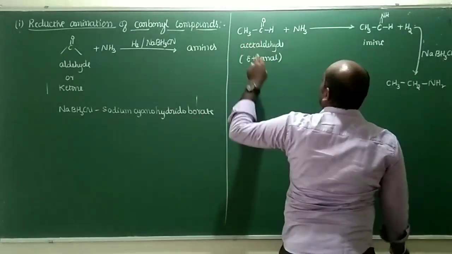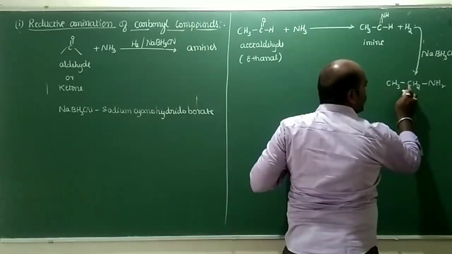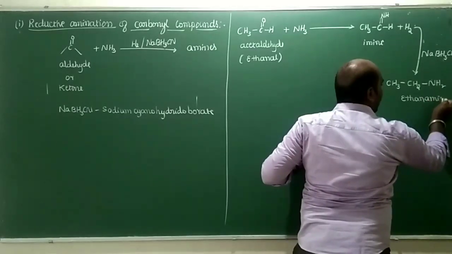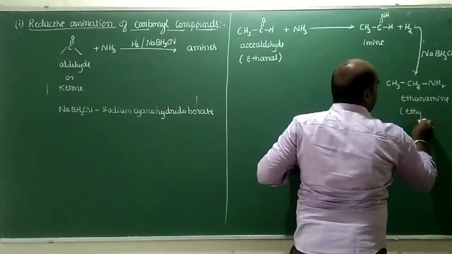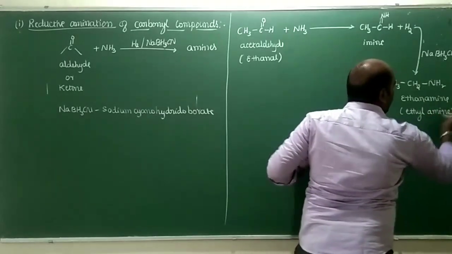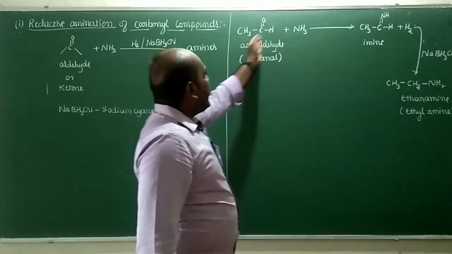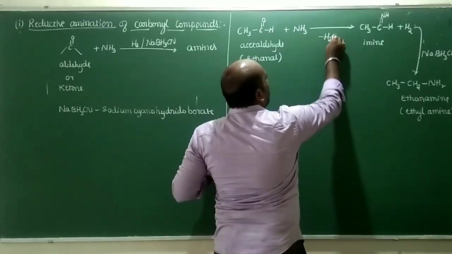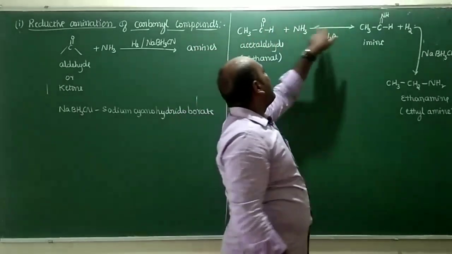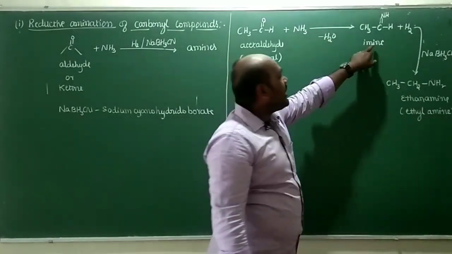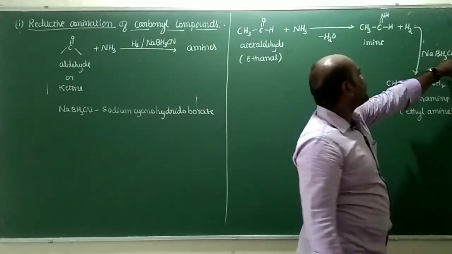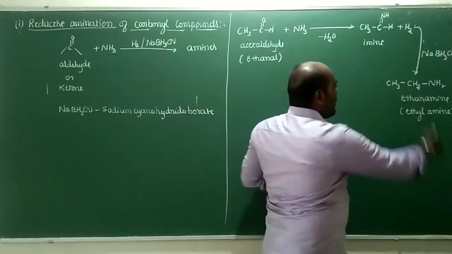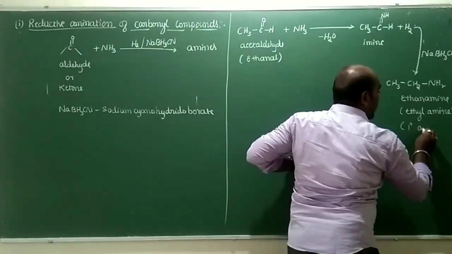So acetaldehyde, that is ethanal, has two carbon atoms, so the product is ethanamine, simply ethylamine. In a simple way, acetaldehyde is first reacted with ammonia, and here there occurs elimination of a water molecule. So acetaldehyde reacts with ammonia to produce an imine. The imine on further reduction in presence of sodium cyanohydridoborate will produce ethylamine, which you can notice is a primary amine.